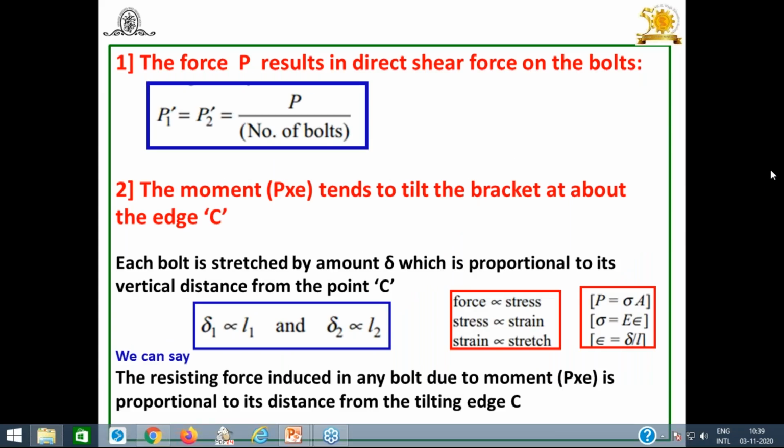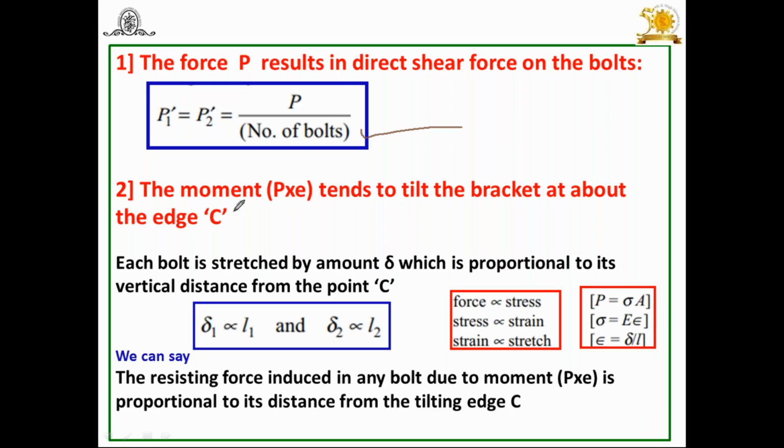So first of all, try to understand. Because of the force P, direct shear force results, and how to calculate it? That is P1 dash is equal to P2 dash is equal to P upon the number of bolts. Then second, because of the moment P into E, it tends to tilt the bracket at the edge C. But what would happen because of this moment? Each bolt is stretched by an amount delta.